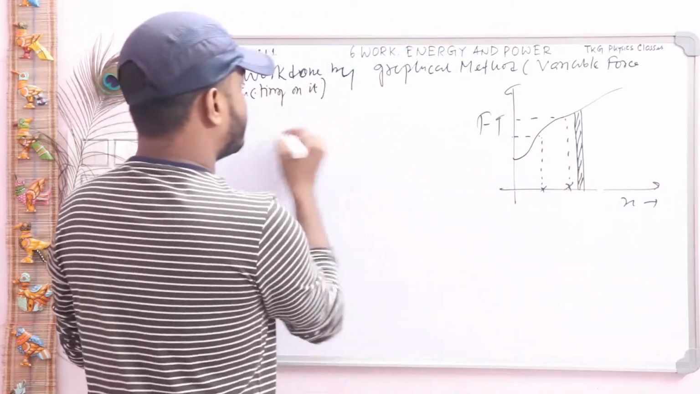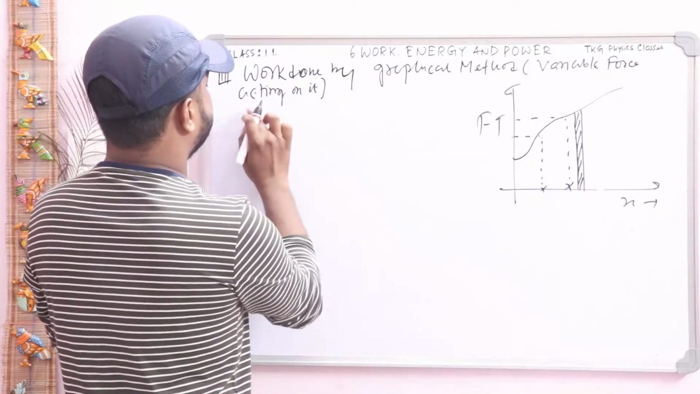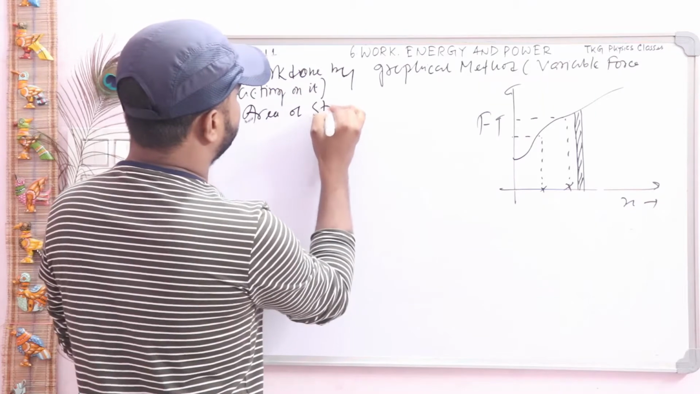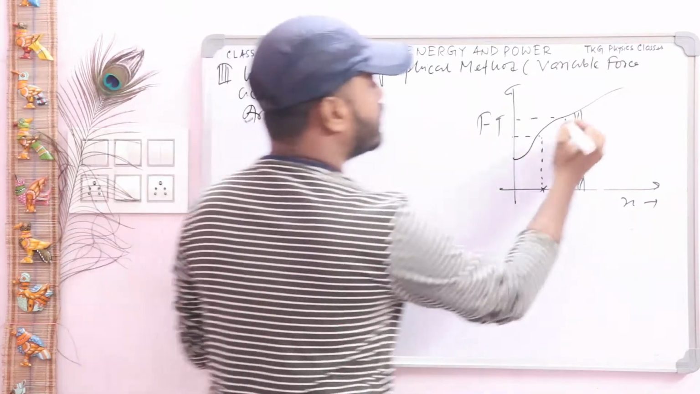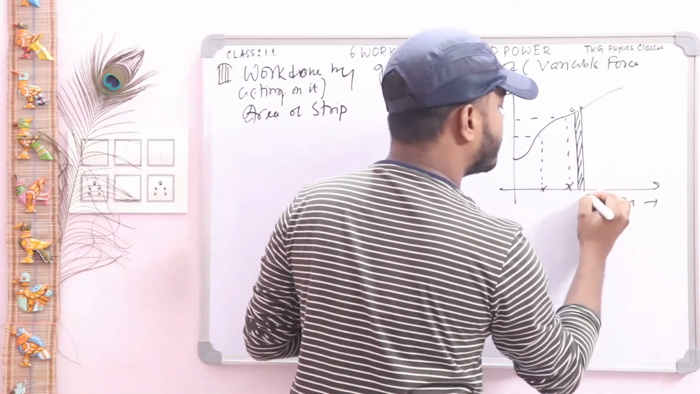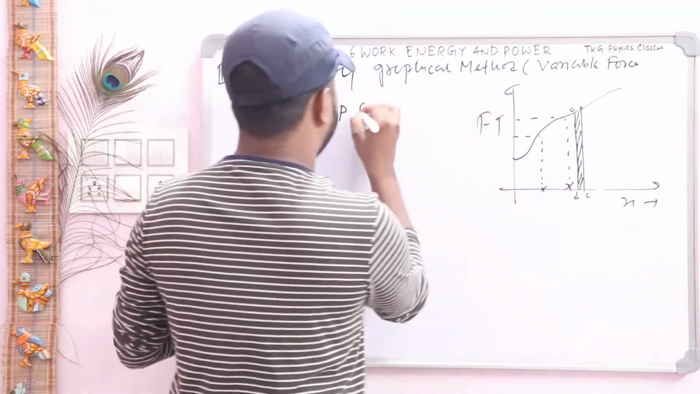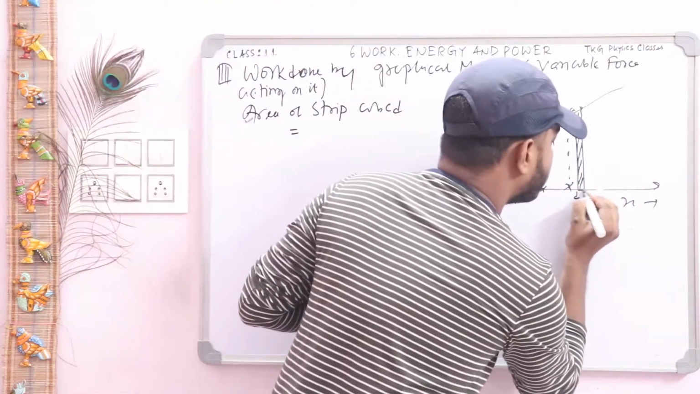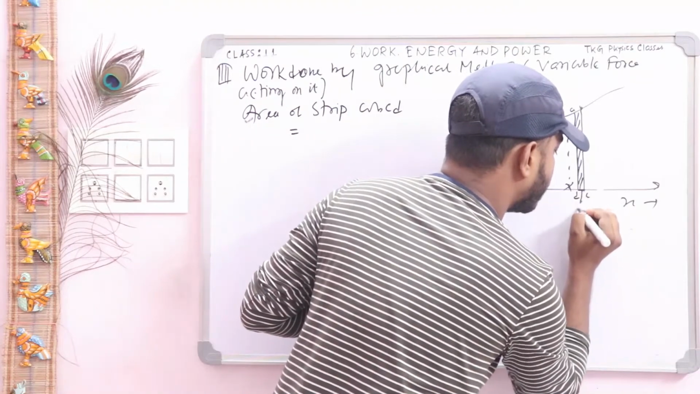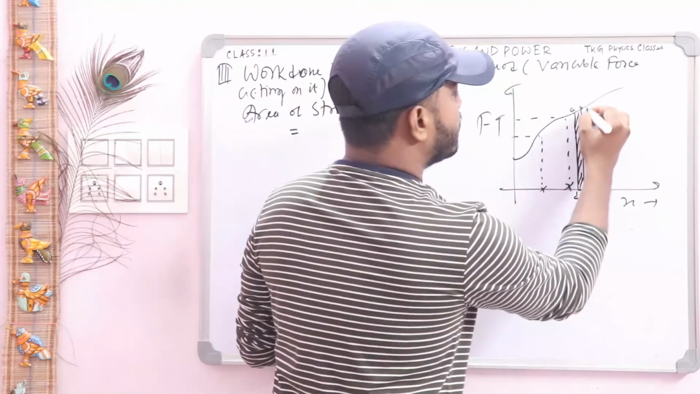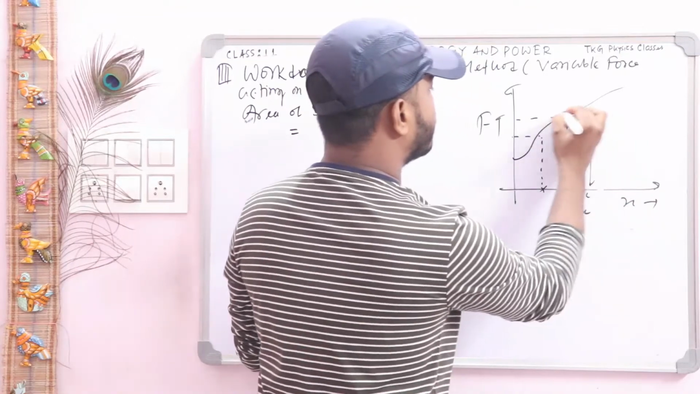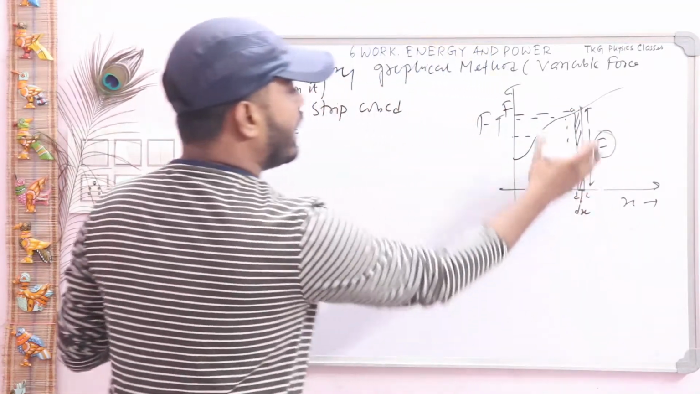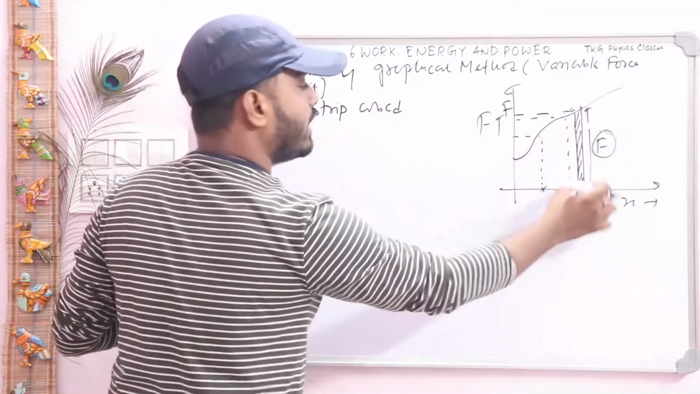What will be the answer? You see, the area of the strip, suppose this is named ABCD, is equal to this breadth, named suppose dx, and this amount of force, suppose this force is named capital F. So area means length into breadth.